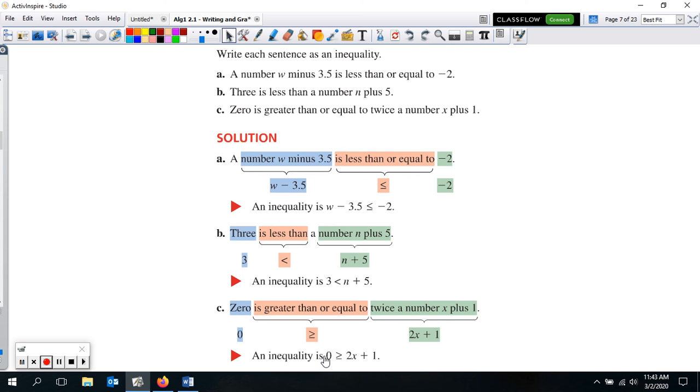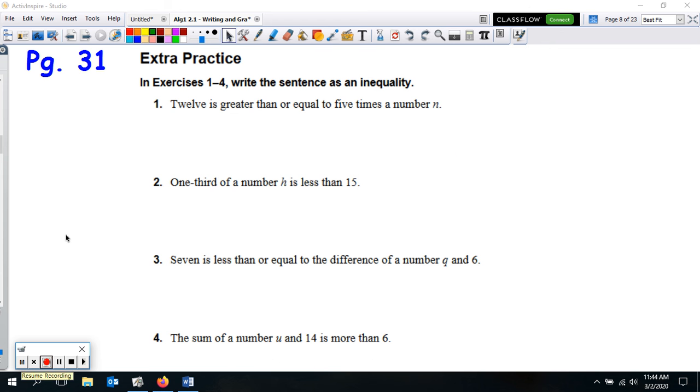All right, let's go ahead and try some on our extra practice part. It's going to be on the next page. All right, so on page 31, starting with number 1, I want you to go ahead and just try this one and see if you can do it. Underline that middle part there where the inequality is, so you can see in front of that and then behind that, and then see if you can write that out. So go ahead and just pause the video quickly and do that.